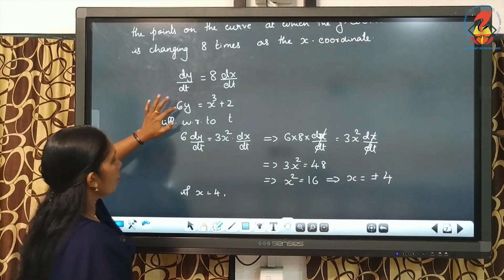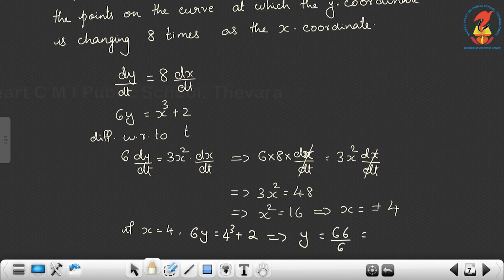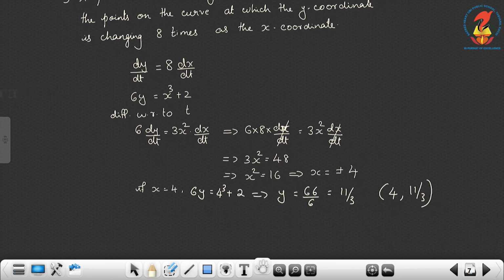So when x is 4, 6y is equal to 4 cube plus 2, which implies y is equal to 4 cube is 64, so 66 by 6, that's equal to 11 by 3. So the point, one point is (4, 11 by 3). What about the next point?